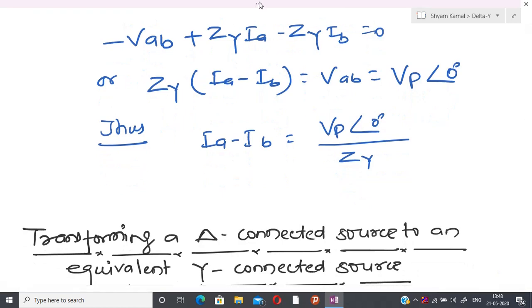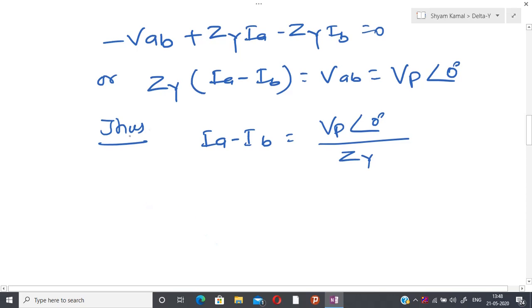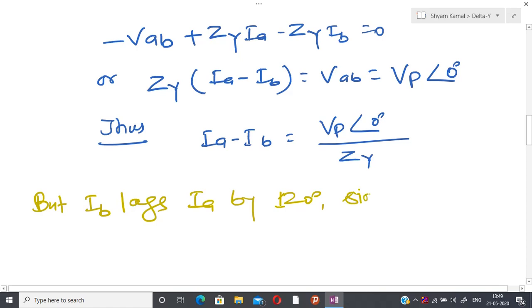Now, since we know that whatever source I have connected is in positive sequence, due to this reason I can also write that IB lags IA by 120 degree. This is due to the assumption, since we assumed the positive sequence, meaning ABC sequence. Due to that reason we are writing like this.